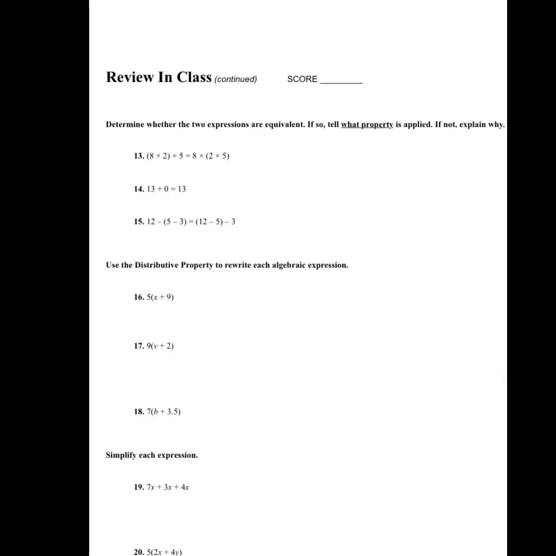For these next ones, it says determine whether the 2 expressions are equivalent, meaning that they're equal to each other. If so, what property is applied? So on this first one, if you take a look, you will see that 8 times 2 is in parentheses times 5, and then they've just switched the parentheses, so that is the associative property.